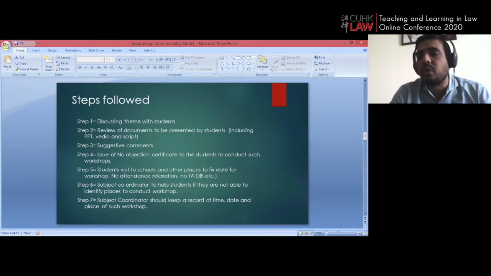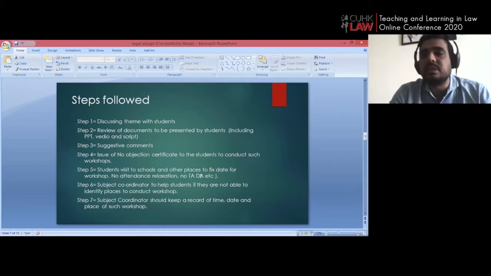Then I review the documents, because students are sometimes not very aware of the research material that they are showing, such as a video, and what the impact of the video will be. So I see all the PPTs and all the material that they are going to show to the universities, schools, resident welfare associations and NGOs. And then I suggest my comments.